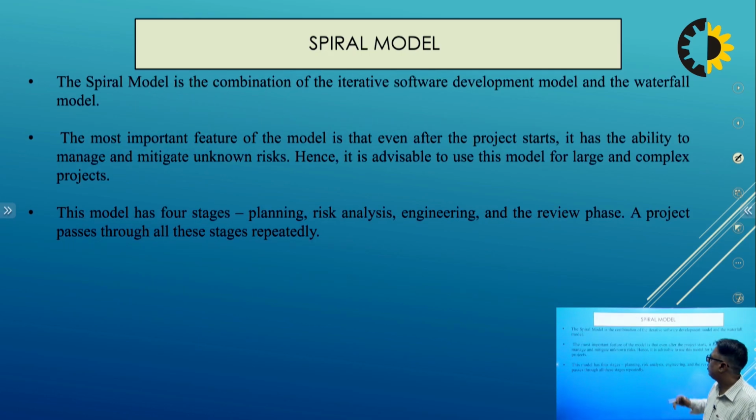Now, the second software development model is the spiral model. Basically, first we discuss the basic introduction and basic tagline of the spiral model. Basically, it is a combination of the iterative waterfall model plus the prototype model.